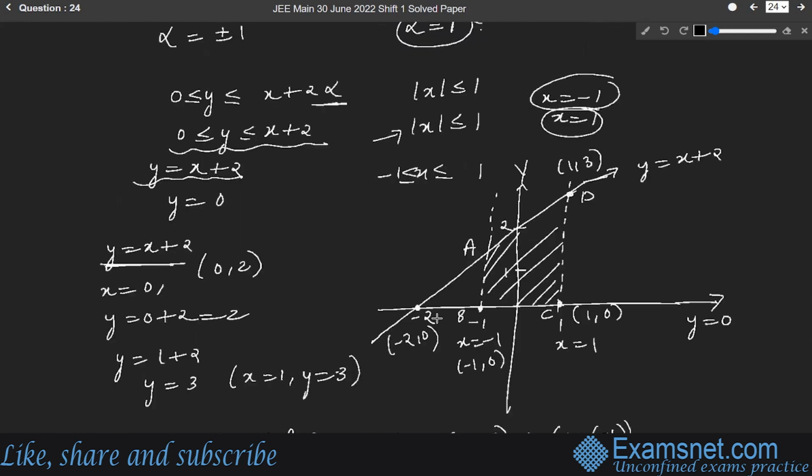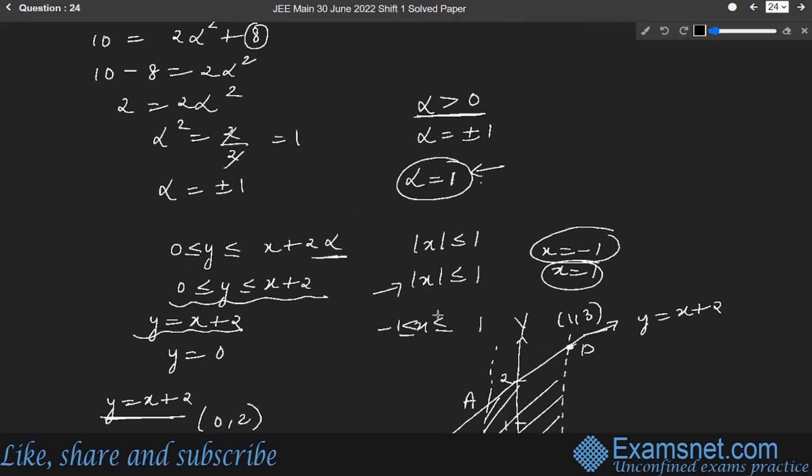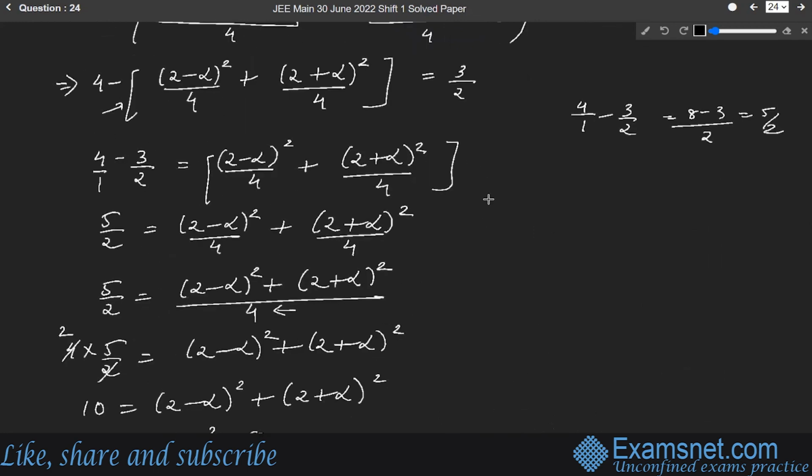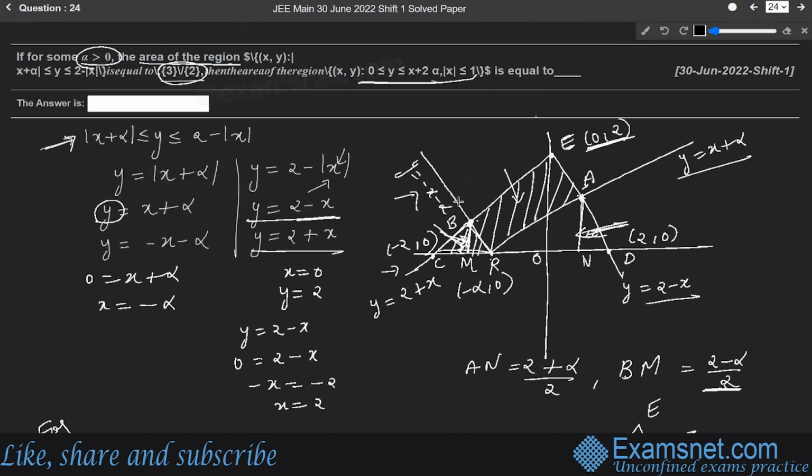Okay, and what is the region? It is the region that is formed by these two conditions. And this is the area that we have to calculate, right? So the area for this question is 4. So the correct answer is 4. I hope you are clear with this question.